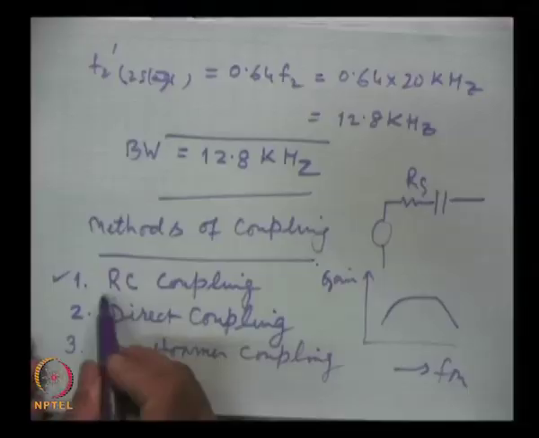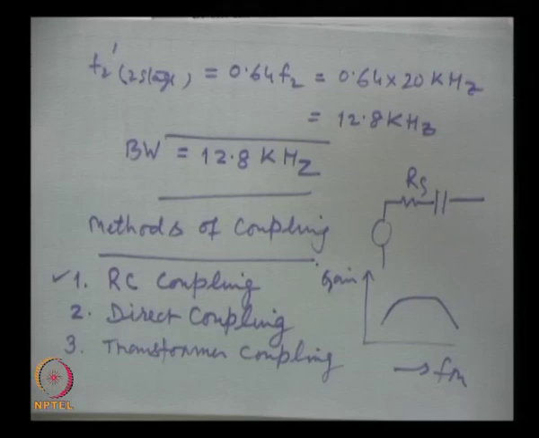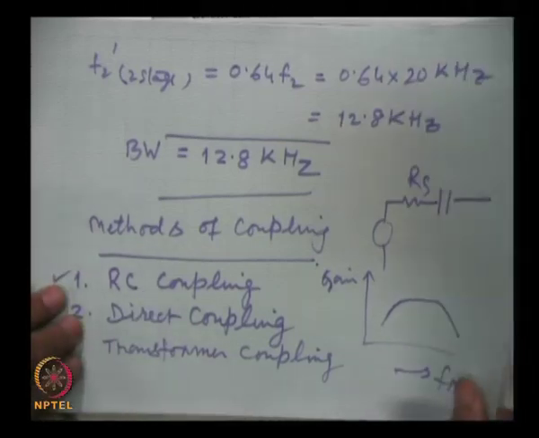For example, zero frequency DC signals cannot be coupled by RC coupling; the signal will not go to the next stage. Anyway, we have discussed enough of the analysis of RC coupled circuits, and now we take another method of coupling, which is direct coupling.